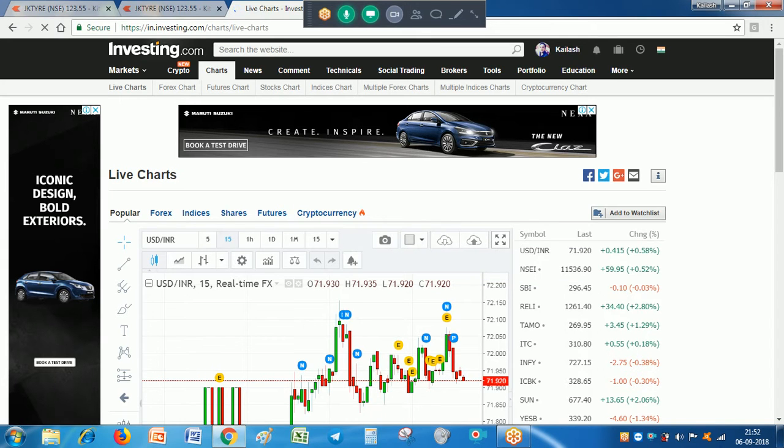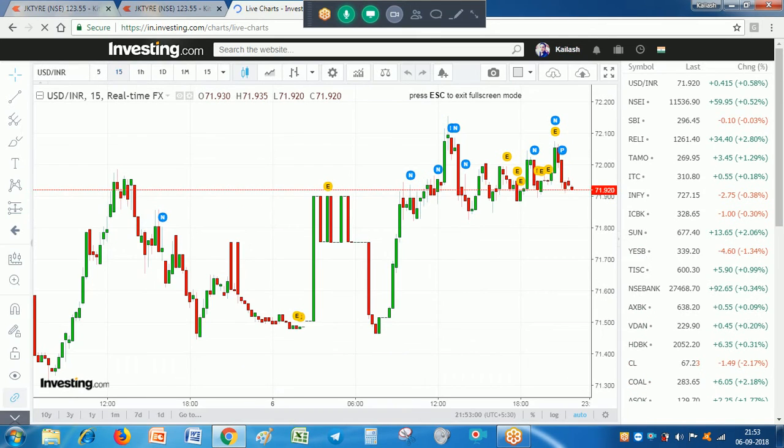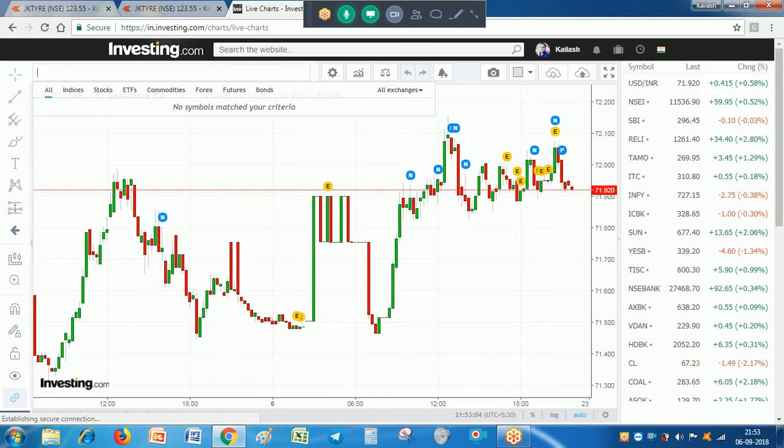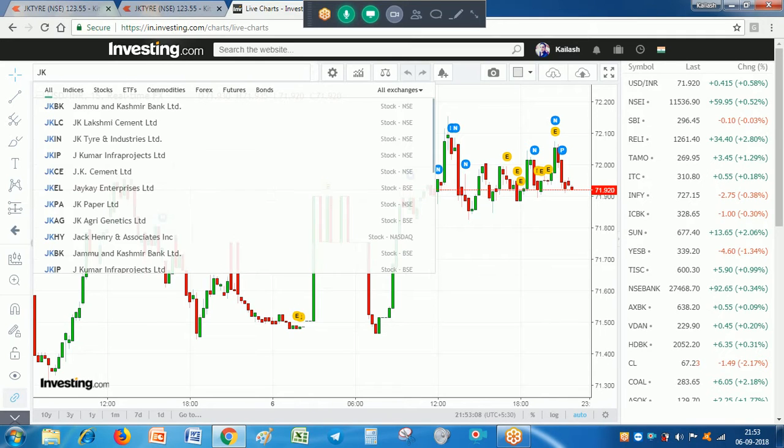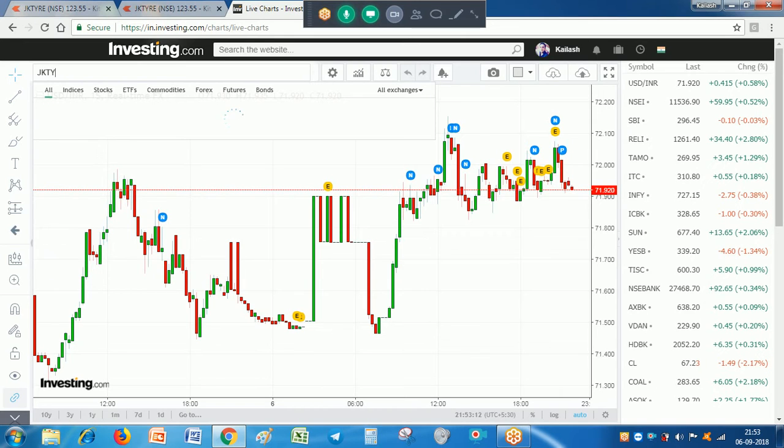So I have to open it again because this site has some problem. Sometimes it goes back to its original settings. JK Tire, yeah, JK Tire Industry.